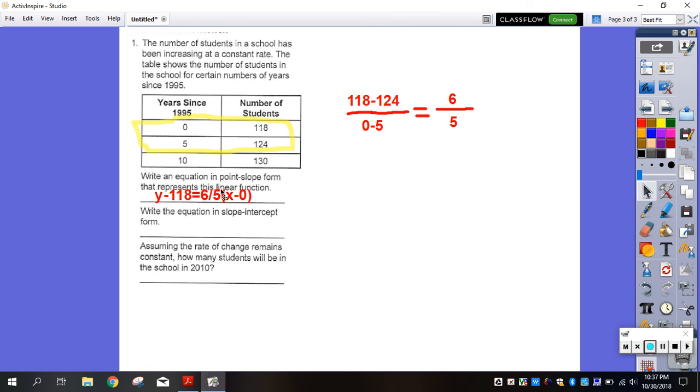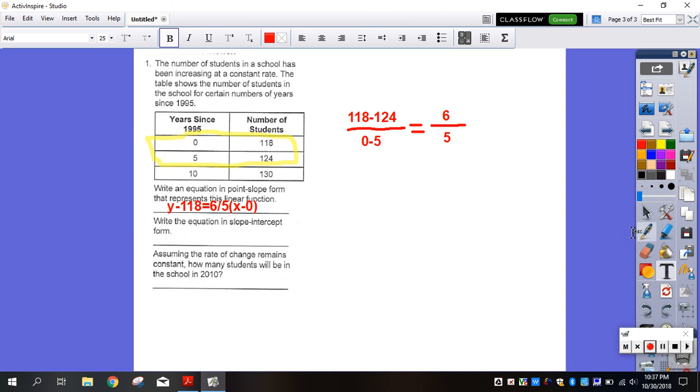We would distribute the 6/5. So 6/5 times x would just be 6/5 x. And then 6/5 times 0 would just be 0. So I could write plus 0 here, or I know 6/5 x plus 0 is just 6/5 x, so I don't have to write it. In order to get slope-intercept form, y has to be by itself. So my last step would be to add this 118 to both sides to isolate that y.